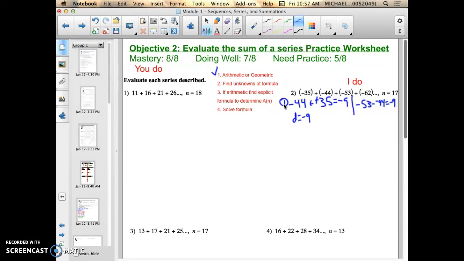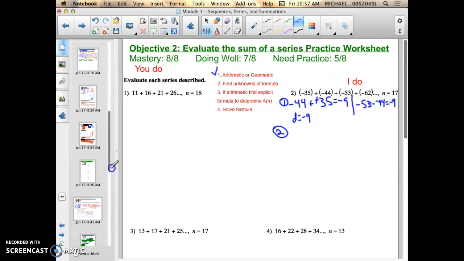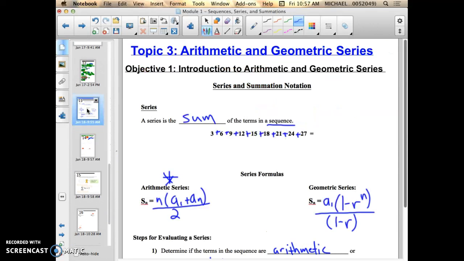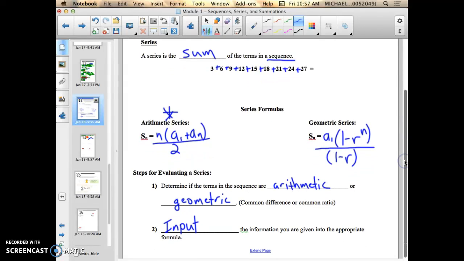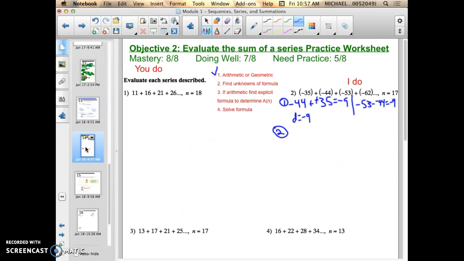I needed to do step 1 because now step 2 states find the unknowns of the formula, whatever formula we're needing to use. And if I reference back to this sheet, I defined it, sorry. I'm using this formula, the arithmetic series formula. I determined it's arithmetic, so that's the formula I need to use. I will write that down for reference. So I have S sub n equals n times a sub 1 plus a sub n, all over 2.